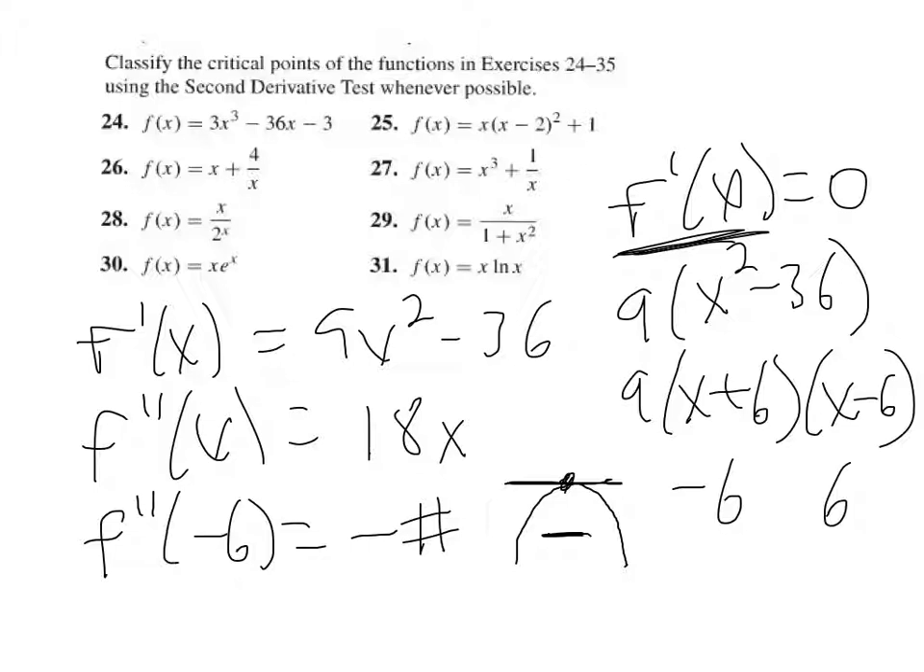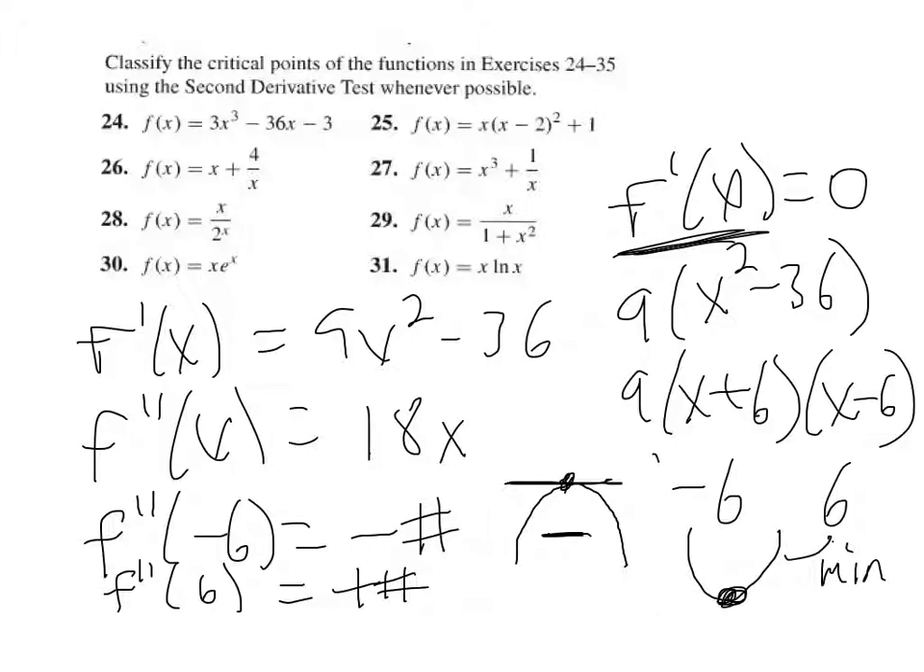And then when x equals positive 6, if I substitute positive 6 into the second derivative, that's a positive number. So that tells me the function is concave up. So when x equals positive 6, this will be a minimum value, and this will be a maximum value. And we do that using the second derivative test.